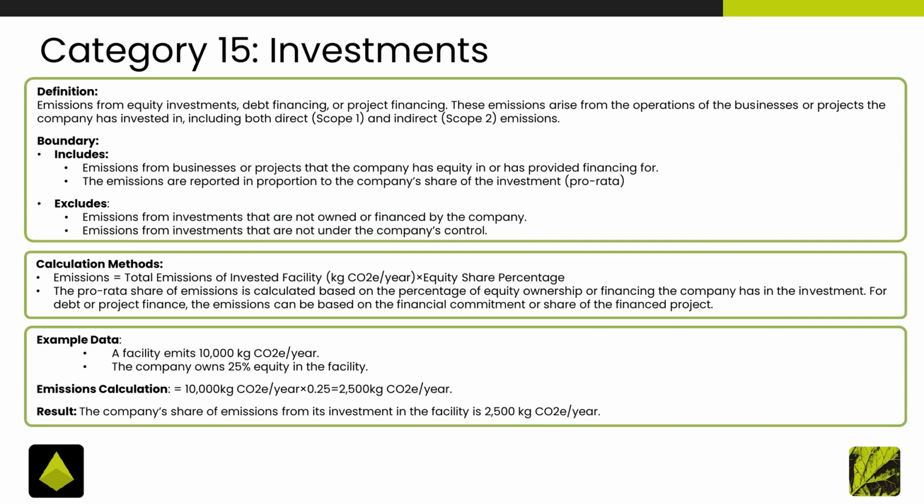To calculate, you multiply total facility emissions by the equity share percentage. For example, if total emissions are 10,000 kilograms of CO2 per year and your share is 25%, your emissions are 2,500 kilograms of CO2 per year. Understanding this helps focus on sustainable investment strategies.